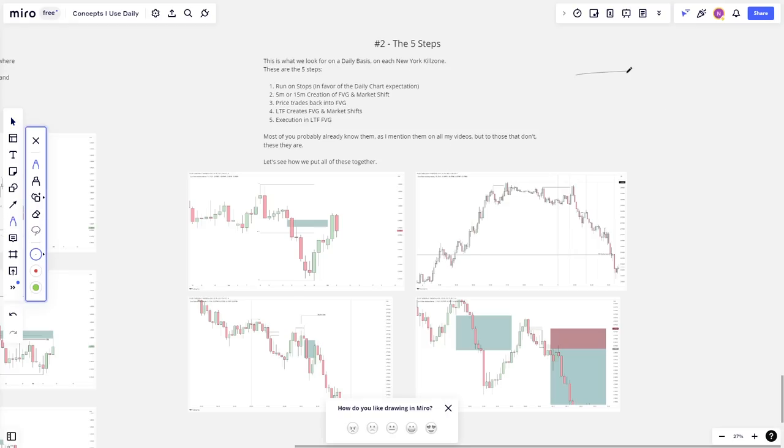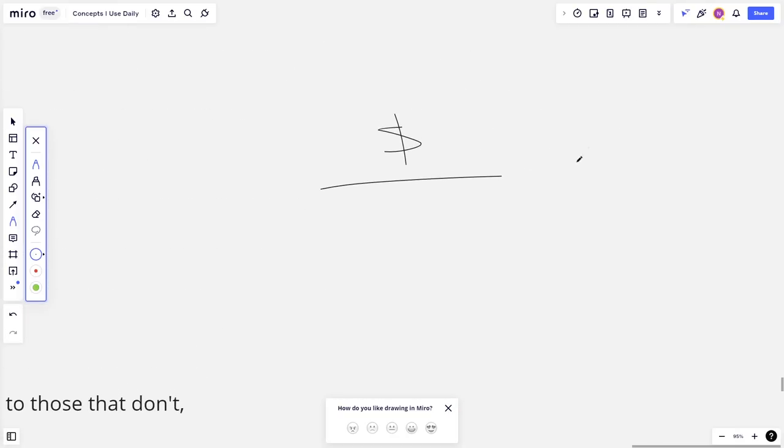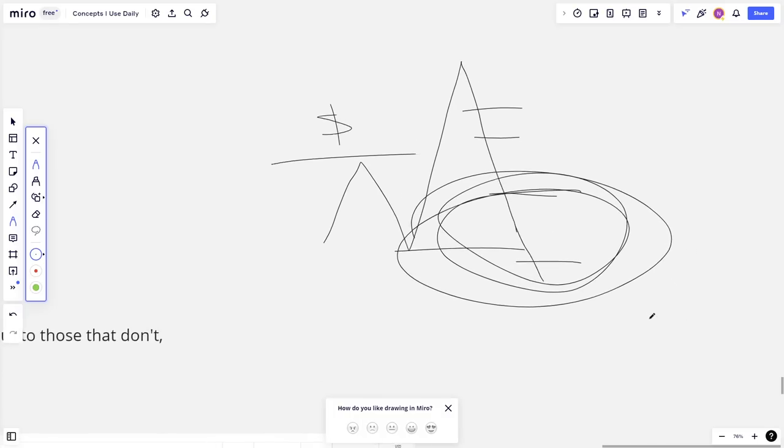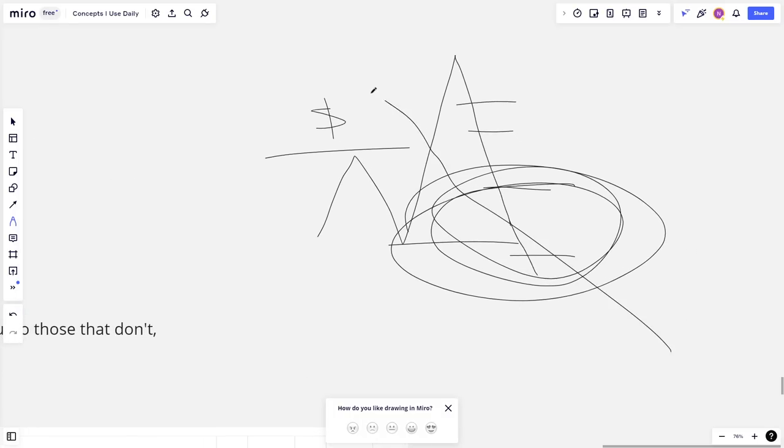So in the example that we'll see, the liquidity is going to be bullish, right? So something like this, the run on buy side liquidity, and soon after, price creates a fair value gap, right? In the 5 or 15 minute, and then the market shift. Or as an example, the fair value gap could be something like this. So it's created after the market shift. But we'll discuss where the fair value gap is theoretically going to show up, right?